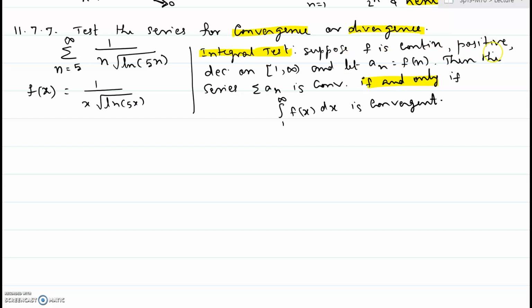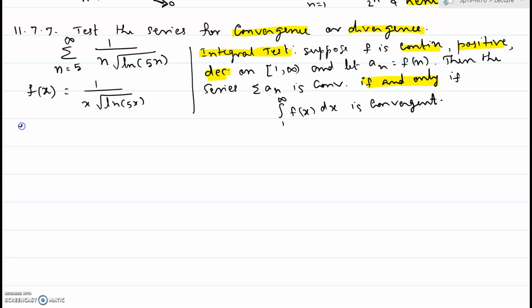So what is the integral test? Suppose f is continuous, positive, decreasing on the interval 1 through infinity, and let a sub n be equal to f of n. Then the series sigma a_n is convergent if and only if the improper integral from 1 through infinity of f(x) dx is convergent. So if this improper integral is convergent, the series would be convergent. If the improper integral is divergent, the series would be divergent.